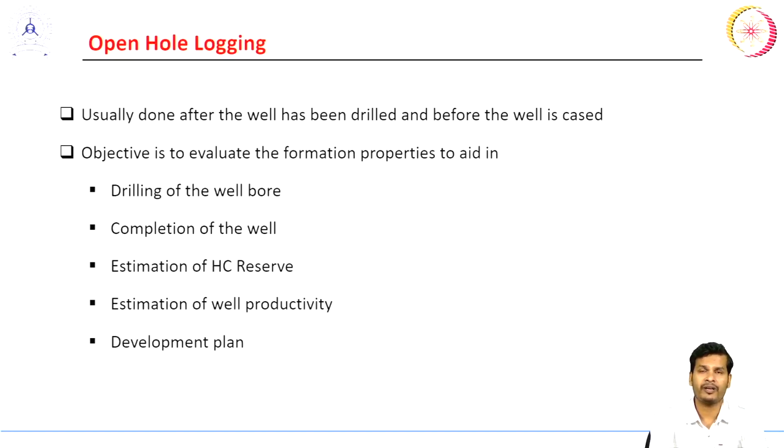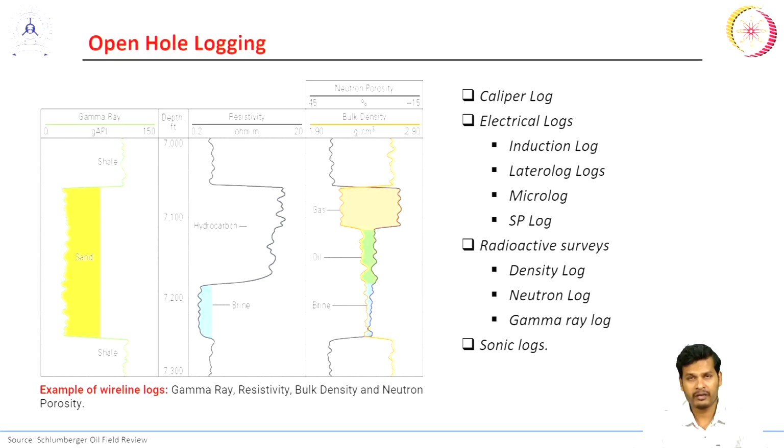through different logging measurements. These are a few common logging tools which are generally run in the wellbore, such as gamma ray log, resistivity, neutron, and bulk density log. Although not mentioned here, a caliper logging tool is also run on almost all wellbores.